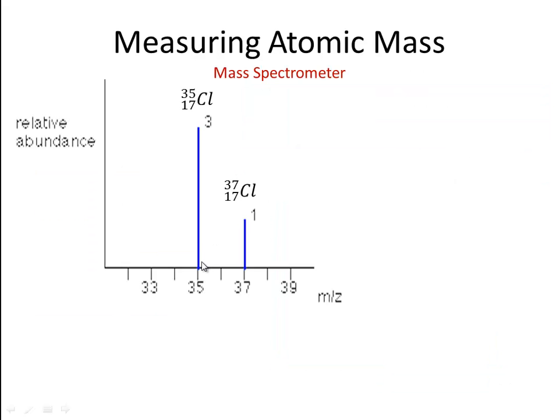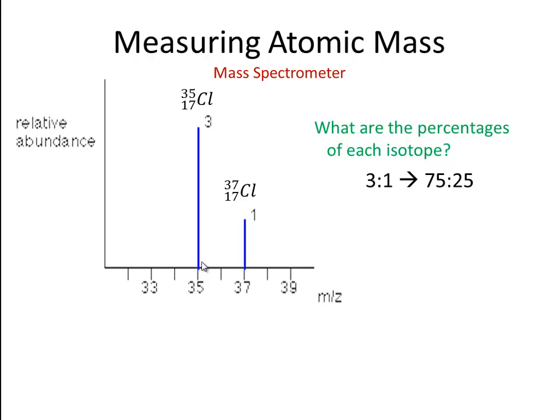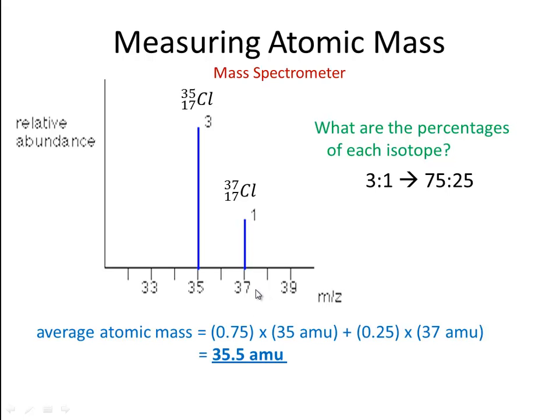Okay, so back to the chlorine spectrum. As you can see, there was this 3-to-1 ratio, and a 3-to-1 ratio is the same as 75-25. 75% chlorine 35, 25% chlorine 37. And so now watch the magic. So here I'm setting up the same type of average calculation as we did before with the marbles, except now instead of grams we have a unit called AMU, atomic mass unit, and that's what you guys were reading about today.